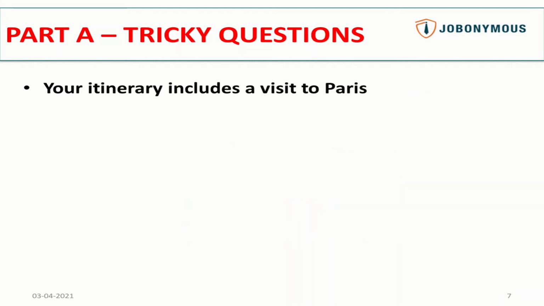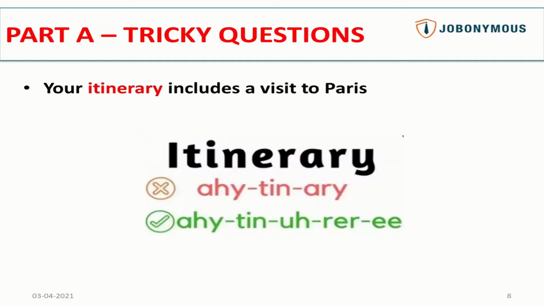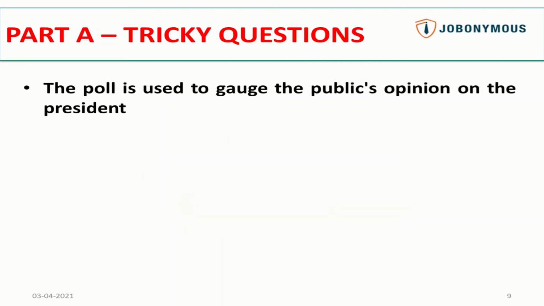Moving on to the second one. Now speak this sentence on your own. So most of you say it like this: your itinerary includes a visit to Paris. But the right word is itinerary. Your itinerary includes a visit to Paris. So you should speak this word also correctly. Most of you get it wrong. So I have written the spelling here. You should say it like this only.